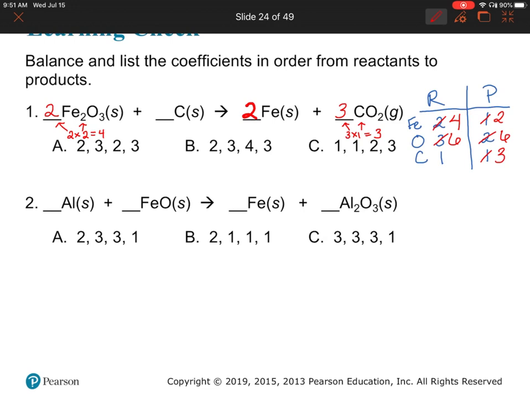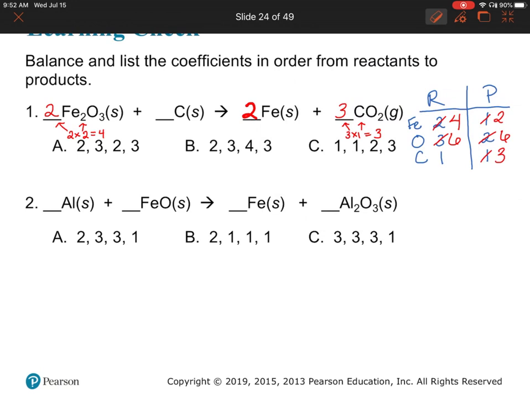Oh boy, okay, so now oxygen is the only thing that is balanced, and now iron and carbon are unbalanced. So this happens. Sometimes you have to go back and forth to figure out the right ratios. Okay, so let's see. Now we actually need 4 irons on both sides. So what can we do here?